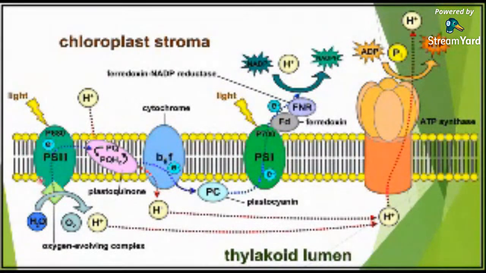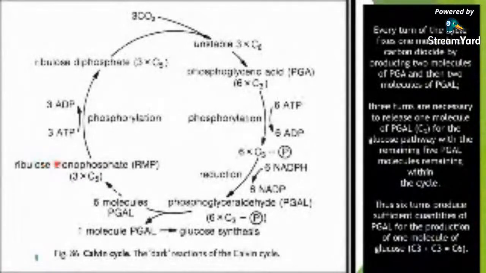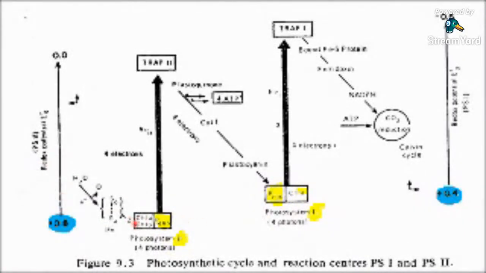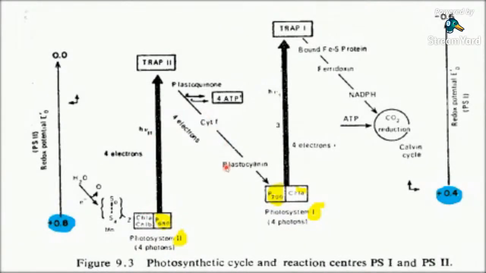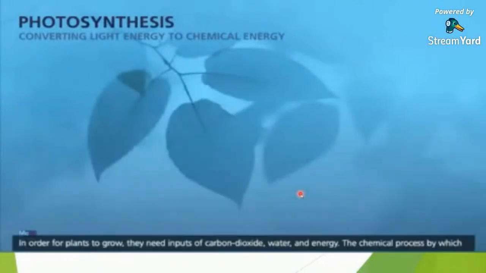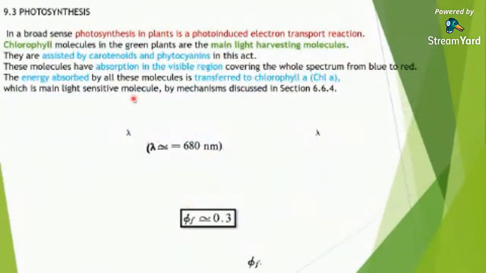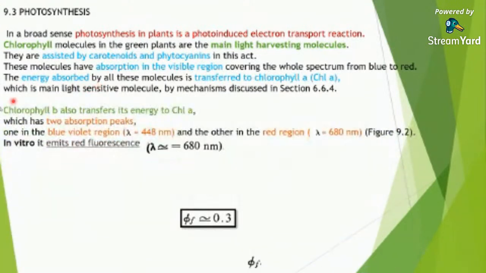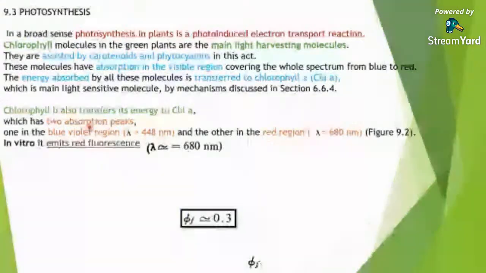As we have seen here, this is chlorophyll B, which has a P680 center, and this is chlorophyll A. So chlorophyll B is also giving its energy to chlorophyll A, which has two absorption peaks, one in the blue violet region where the wavelength is 448 nanometer, and another in the red region having the wavelength of 680.